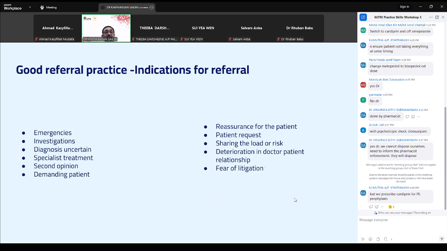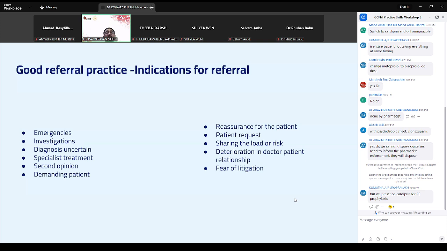This is the last slide. Good referral practice. For referral, I've already discussed with you what the conditions to be referred are. In case of emergency: acute myocardial infarct, perforated duodenal ulcer, ectopic pregnancy, ocular emergencies like blunt injury, herpes zoster ophthalmicus, ENT, croup. All these things have to be referred to the respective specialists.